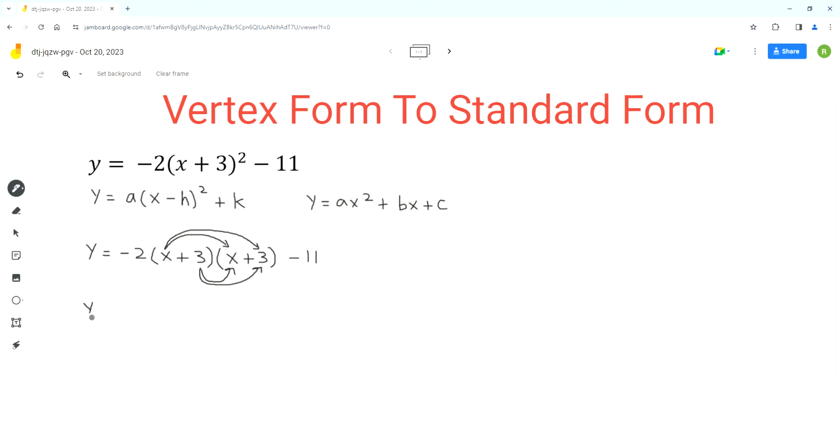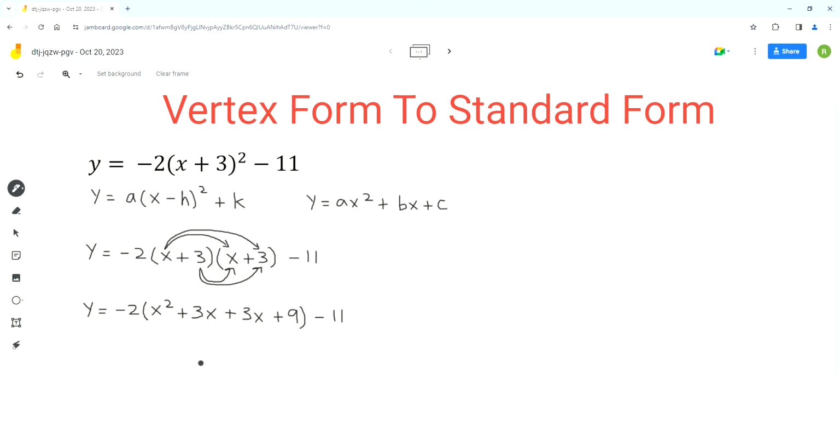So we get y equals, so we keep -2 as it is, and then we start the parentheses. So x times x is x^2, and then x times 3 is 3x, and then 3 times x is 3x, and then 3 times 3 is 9. And now we close the parentheses and keep the -11 at the end.